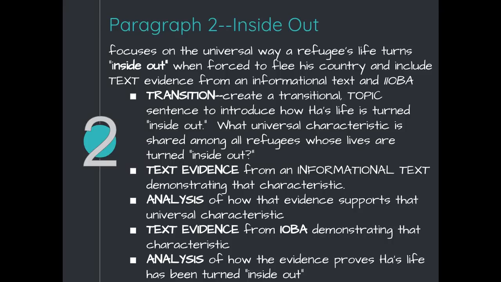So, for example, if the characteristic that you choose is that every refugee is forced to leave behind everything they've ever known, you're going to pull quotes from an informational text that has that information, as well as a piece from Inside Out and Back Again that shows how they must leave behind everything they've ever known and loved. Okay, so again, you're focusing on one characteristic that is universal to every refugee who turns inside out when they're fleeing home, with text evidence and an analysis showing how that piece of text proves your point.